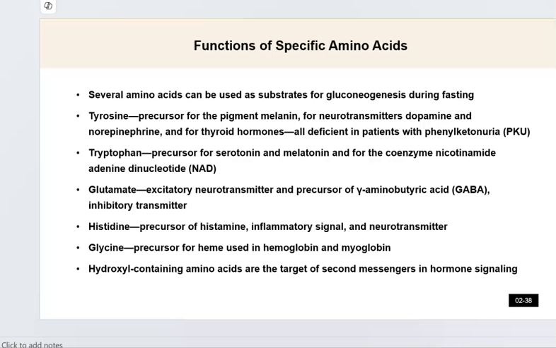So when we talk about glutamate again in pharmacology, this is where that plays in as well. Glycine is the precursor for heme, which is necessary for us to make hemoglobin and myoglobin. And then we have hydroxyl-containing amino acids, which are the target of second messengers in hormone signaling. So yes, all of the different amino acids can be folded together to make protein and different building blocks for protein, but in and of themselves, they can also have specific functions.